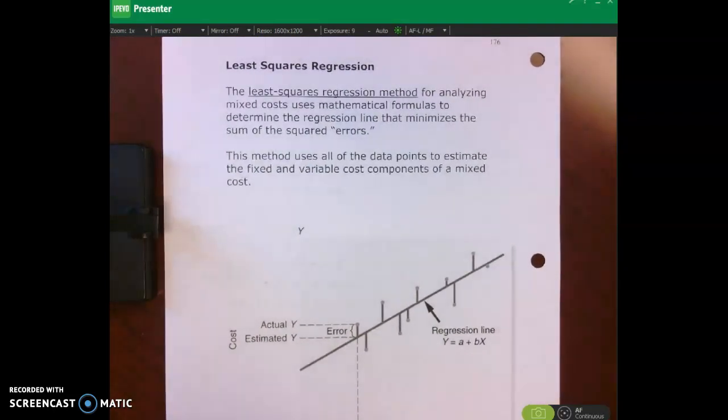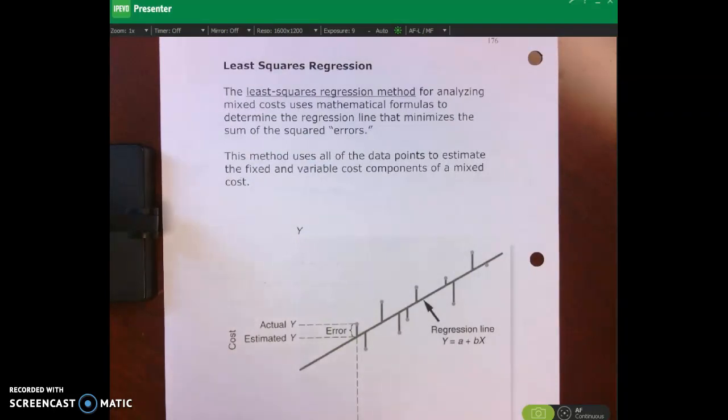Okay? The last cost estimation method is probably the most superior, or is the superior method. And that's least squares regression. So with least squares regression, what we'll be using is some mathematical formulas, or more likely you'll be using a software package such as SPSS. You could use R. You can even use Microsoft Excel to do regression.